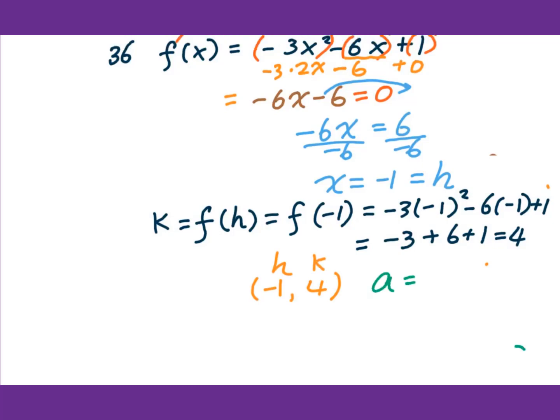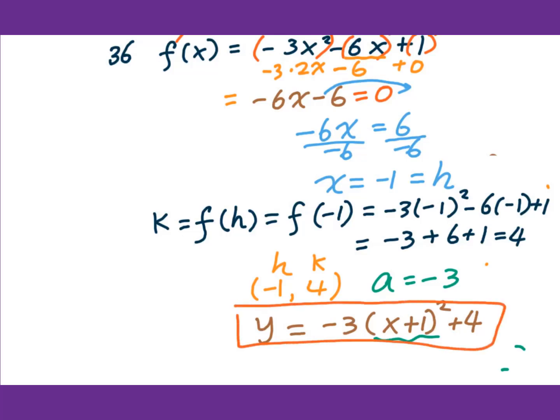A equals the coefficient of x squared, that is negative 3. Therefore, we use the vertex form. We got y equals negative 3 times (x plus 1) squared plus 4. Because it is x minus h, x minus negative 1, that's the reason we got x plus 1. This is the vertex form for number 36.